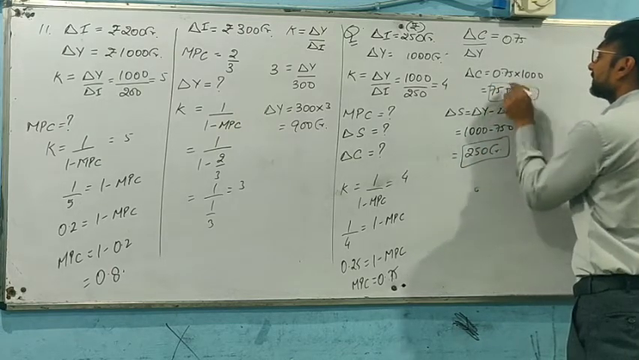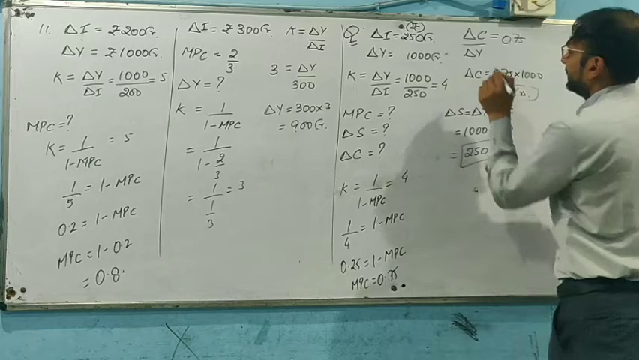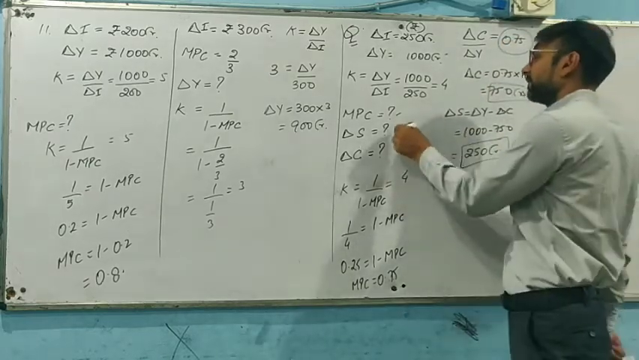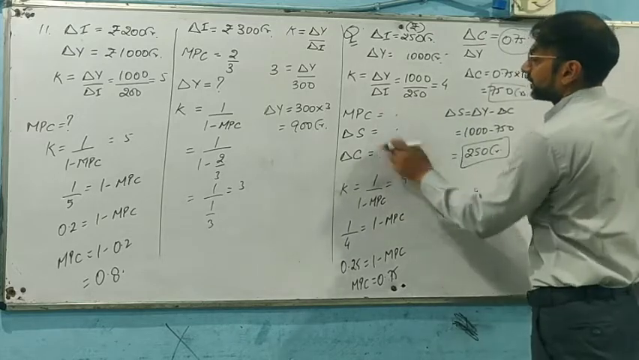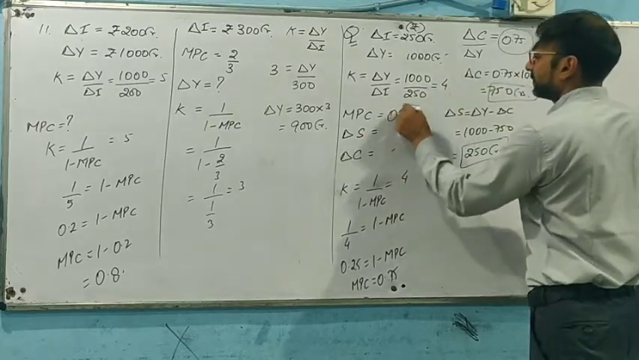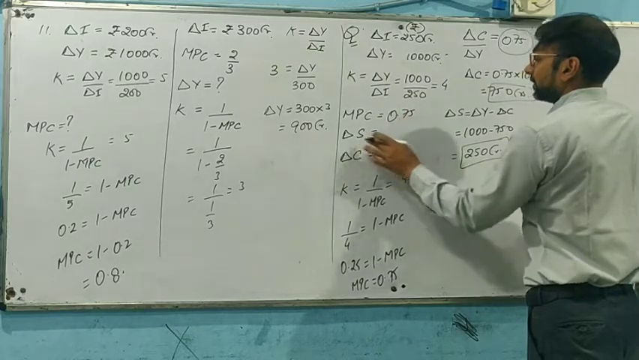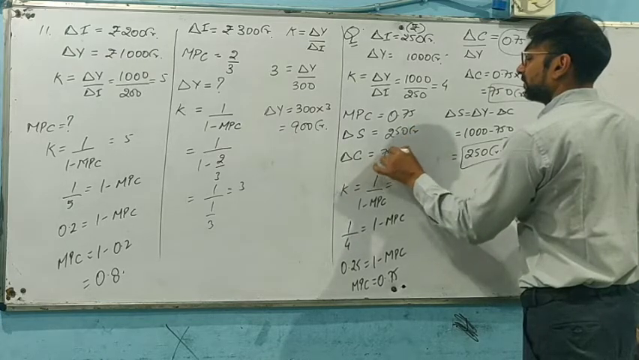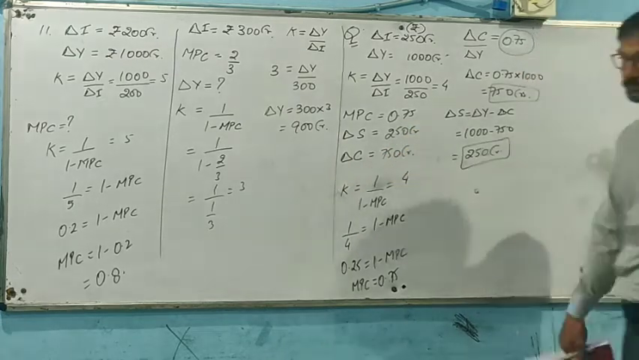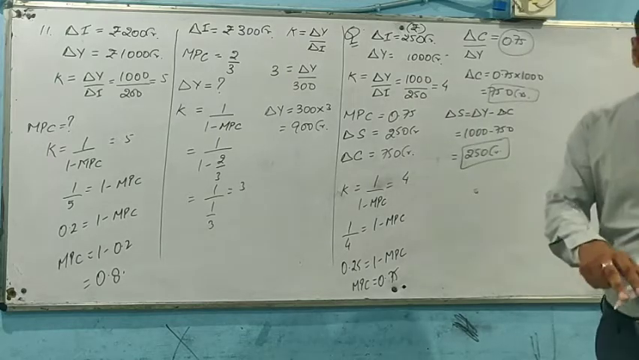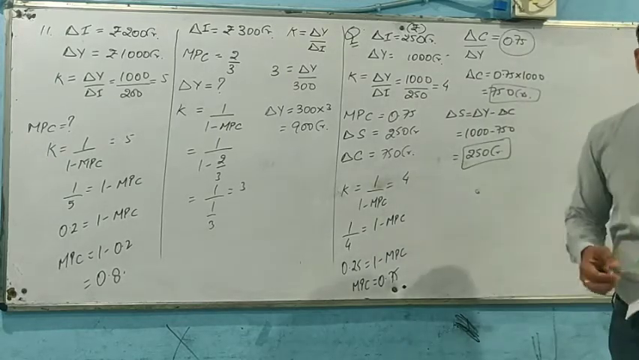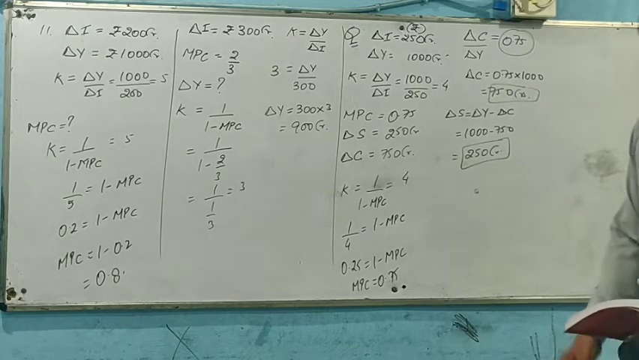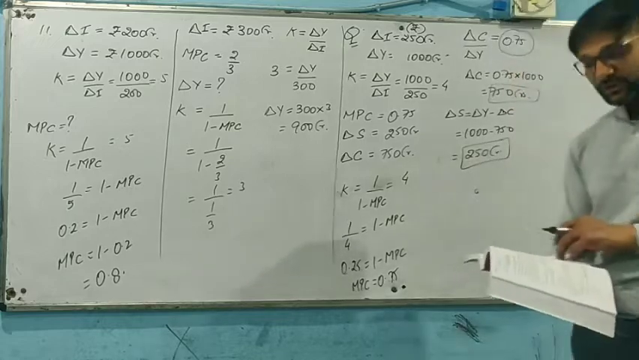So these are basically the answers that we have obtained for the required particulars. We just need to find out MPC, delta C and delta S. So we can write over here MPC basically 0.75 or 3/4. Delta S is equal to 250 crore. Delta C will be equal to 750 crore. This is how we can find out the respective particulars that are given in the question. Now, we are moving on to further questions.